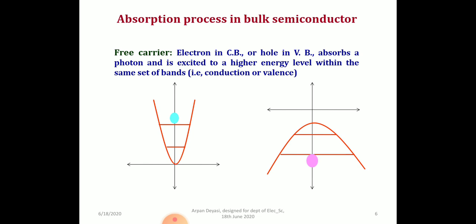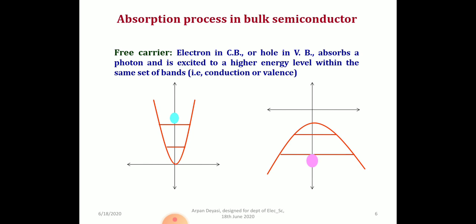Naturally, it will go from one energy level to another energy level. Now, you may ask a question that these energy levels are very close. Yes, obviously. For a bulk semiconductor, the spacing between the energy levels in the conduction band is very, very small. But for quantum structure, it really matters. So that's why, if it is very close, then the carriers can be considered almost free, and that's why it is called free carrier absorption.